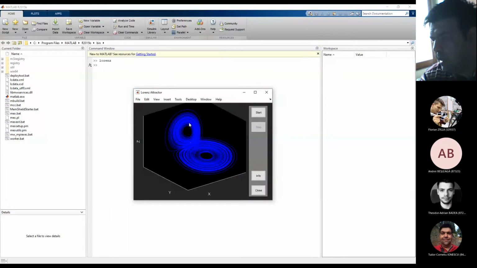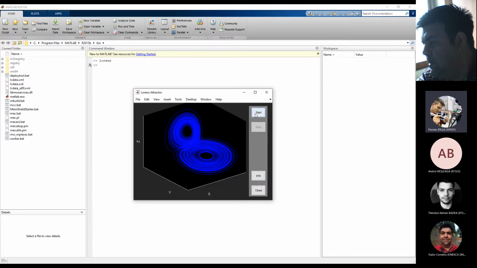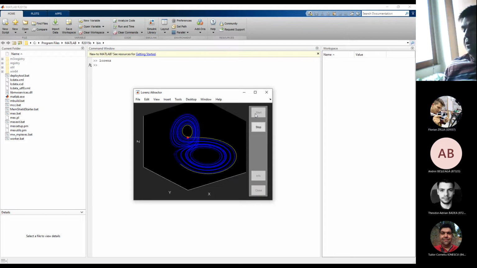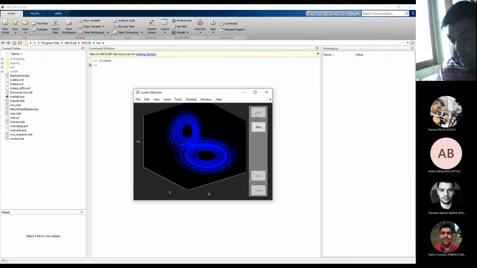Okay, let me share the full screen. Can you see the full screen? Can you see the blue graph? Right now it's visible. So look, this is the chaotic behavior of a deterministic nonlinear system given by 3 equations. This is called a Lorentz attractor.